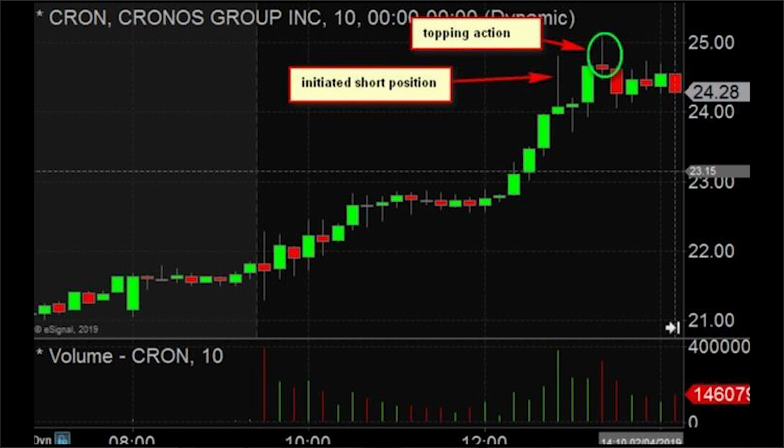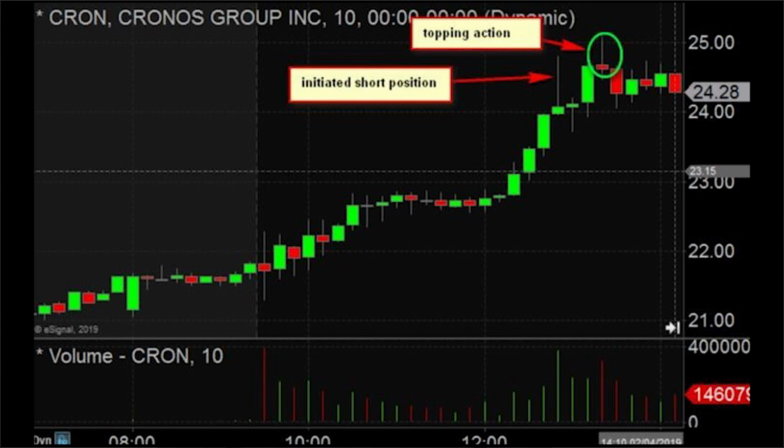And then the area I circled there, this is what I call topping action. It took out the morning high, very quickly came down below the morning high, which had been about 24.70, and started to hold below. So on the lower intraday time frame on this 10-minute chart, what we noticed is it made a new high, closed below the new high on the 10-minute, and then starts to move sideways below the initial morning high.